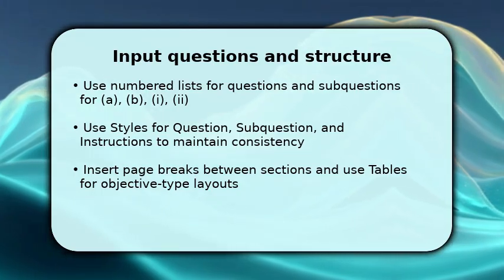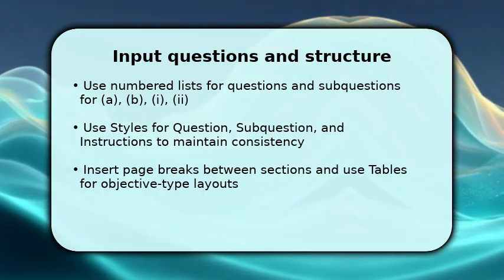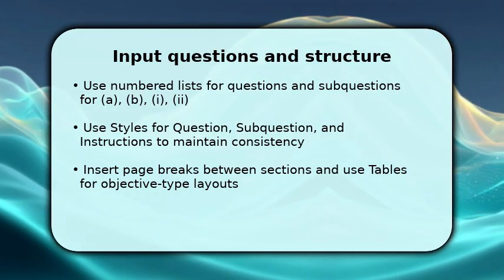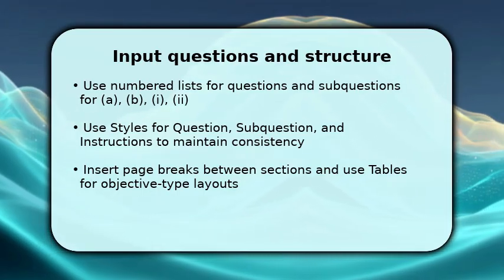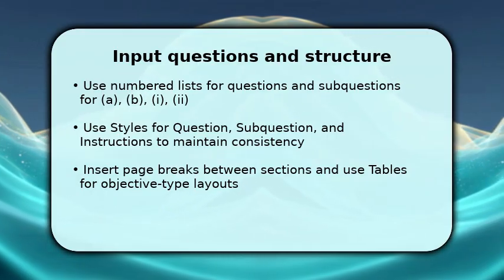For objective sections, use tables to align choices neatly. Once the core content is entered, navigate with the navigator pane to confirm hierarchy and make sure list levels are correct before adding marks or page breaks between sections.